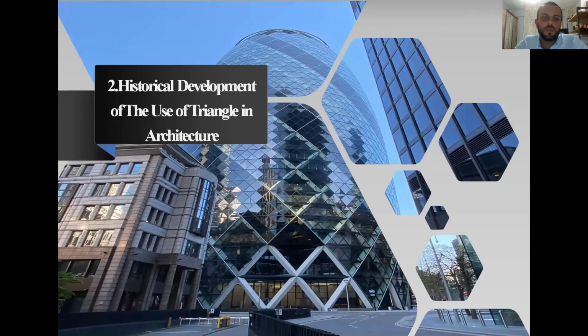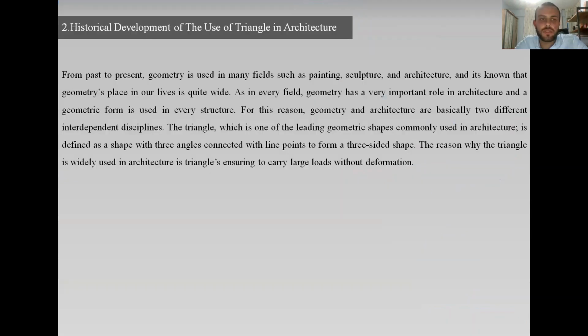2. Historical development of the use of triangle in architecture. From past to present, geometry is used in many fields such as painting, sculpture, and architecture, and it's known that geometry's place in our lives is quite wide. As in every field, geometry has an important role in architecture, and geometric form is used in every structure. For this reason, geometry and architecture are basically two interdependent disciplines.